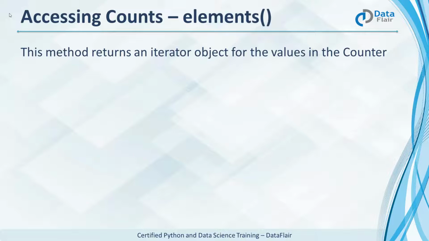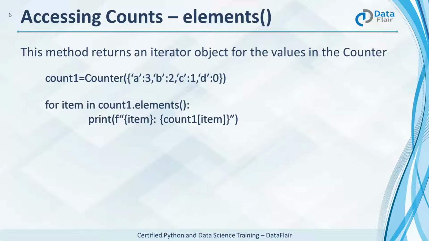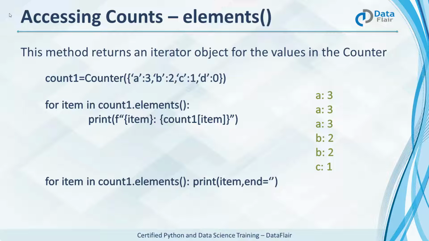We can also display counts using the elements method. This returns an iterator object for the values in the counter. This is a counter we call count1. For each item in count1.elements, print it and its count. So it prints the items and their counts. It does not print it for D because that has a count of 0. We can check this by iterating on the items in the iterator object returned by the elements method. The end part is to strip the new line character from each print statement and keep it all in one line.